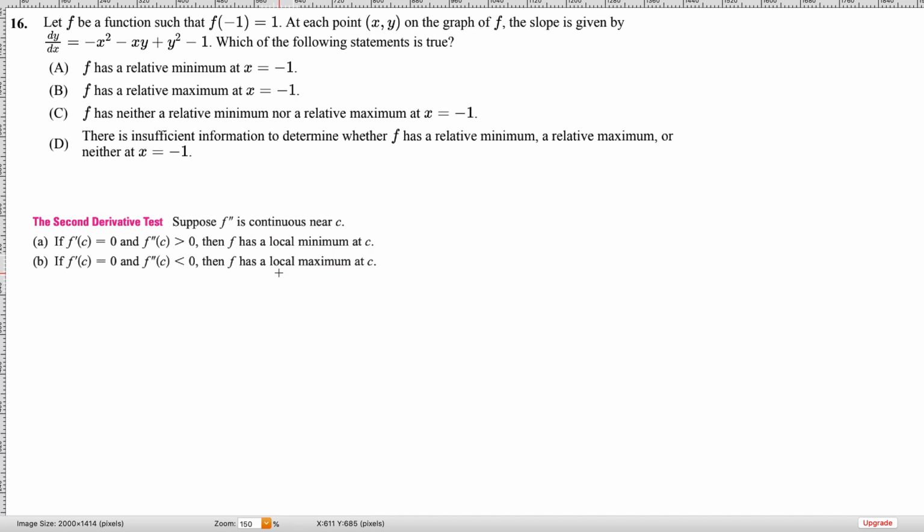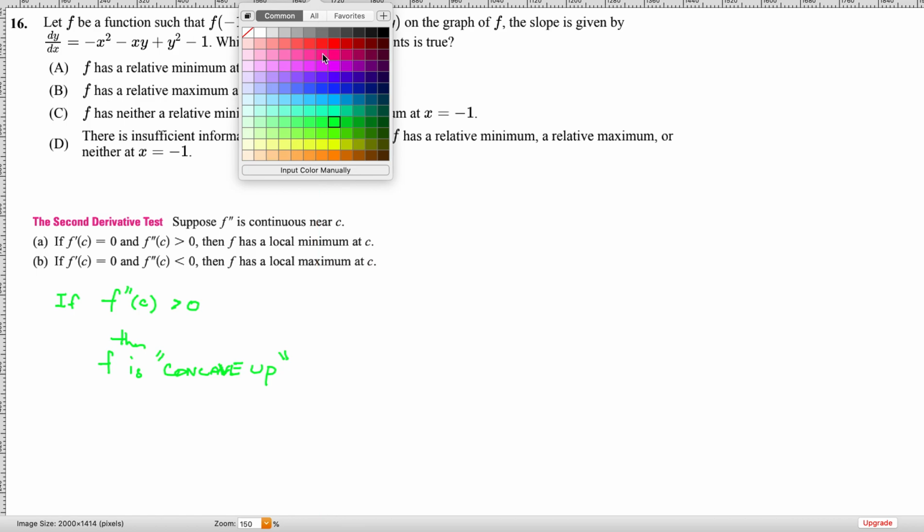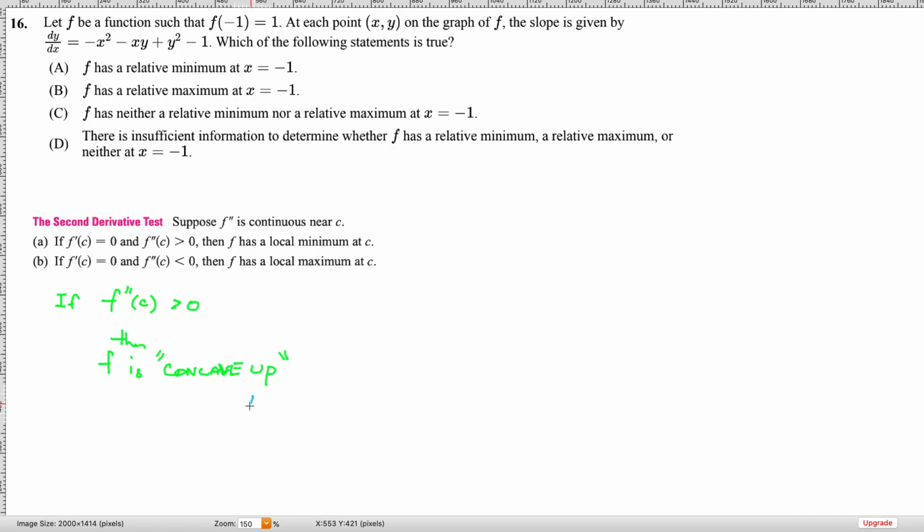So why is this true? This follows from a basic idea. If the second derivative at some point c is positive, that's saying the second derivative is positive, then f is concave up. And we need to have an idea of what is meant when we say concave up. The idea is that it just looks like this. Concave up looks like that.